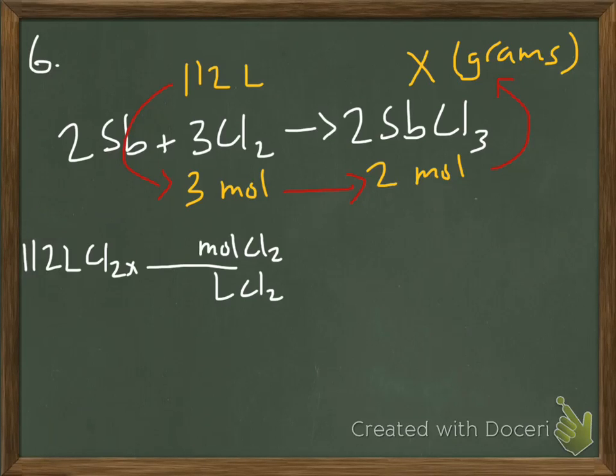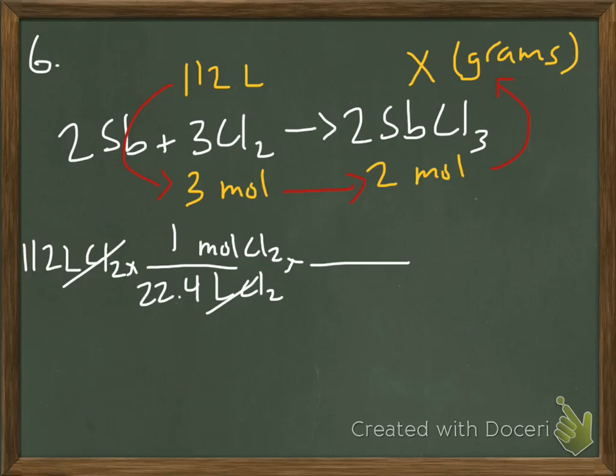I've said this before, but I want to make it very, very clear. What you put on the bottom in the denominator is always what was on the top over here. So if you have liters of chlorine on the top, then you're definitely going to have liters of chlorine on the bottom of the next one. So anyway, let's plug in our conversion factor here. The conversion between moles and liters is always 1 mole is 22.4 liters. So now we can cross out our liters of chlorine.